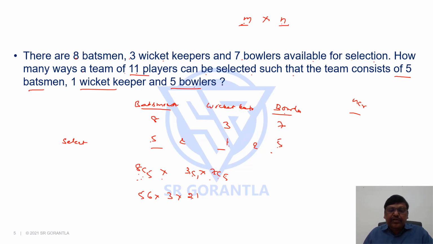So now 21 into 3 is 63. 63 into 56, if you multiply this: 6 threes are 18, 3 fives are 15 plus 1 is 16, plus 6 is 22, 6 fives are 30, 3 plus 5 is 8... so 3528. So the total number of options I have is 3528. Let's take up one more example.